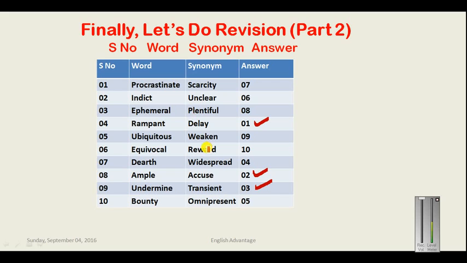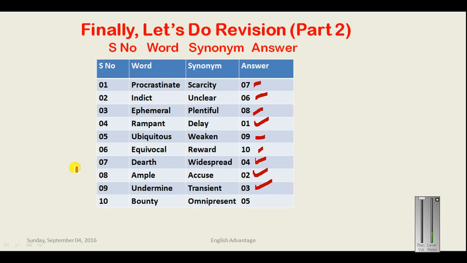Rampant, if something is rampant, it is widespread, it is everywhere. If something is equivocal, it is unclear or ambiguous or doubtful. If you are facing the dearth of something, so dearth means scarcity. Okay. Ample means sufficient or plentiful. Undermine means to weaken something, undermine the democracy. And bounty means reward.